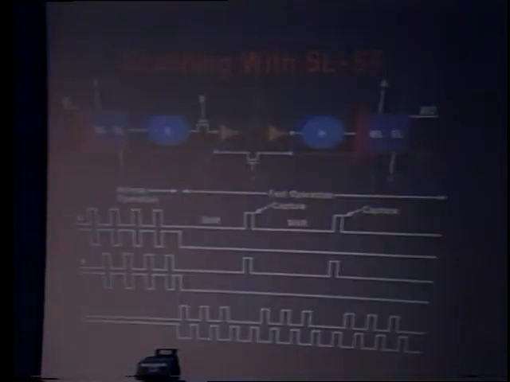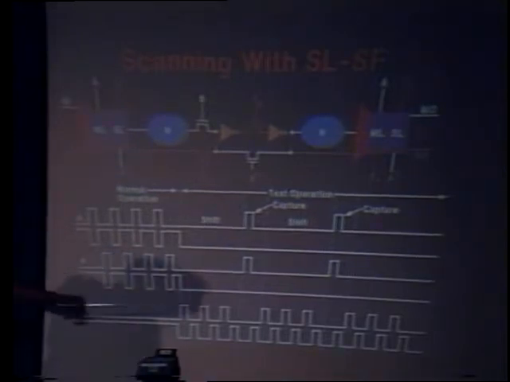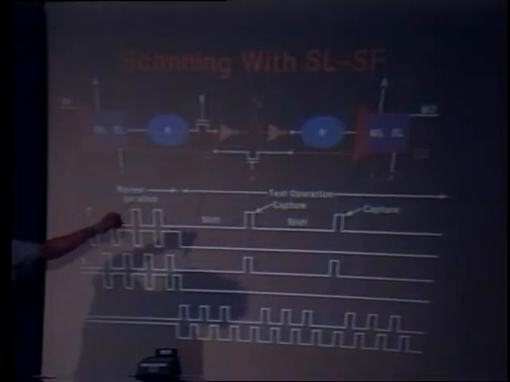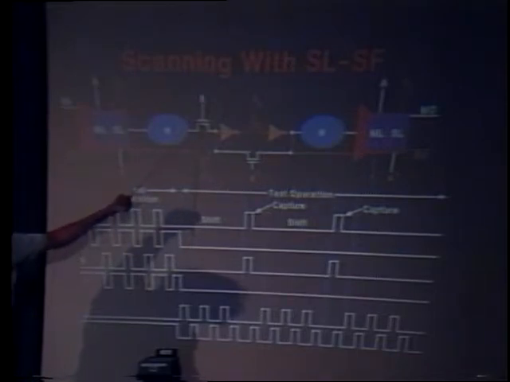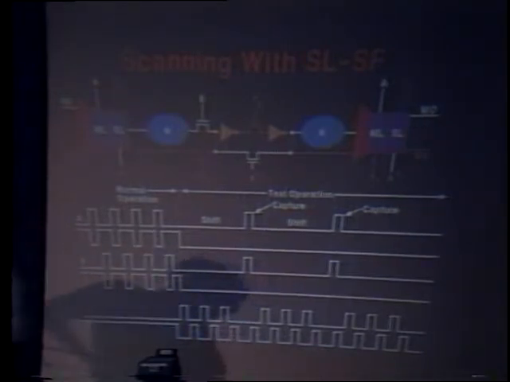Now here is some timing detail of how this operates, but it's very simple. During normal operation, you use your system clocks A and B in the normal way. During test operation, the first thing we want to do is shift in the test vector. That we do by turning off the system clocks, as you can see here, and using T1 and T2. We shift in the test vector. Then we want to capture the response. To capture the response, we activate the system clocks. All system clocks can be activated at the same time. And then we shift out the result by going back to T1, T2.